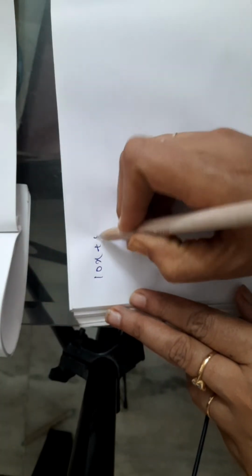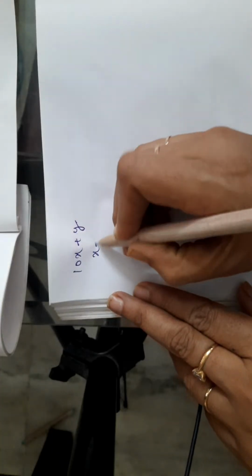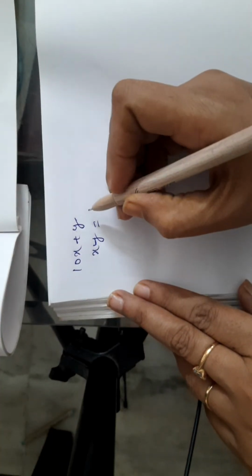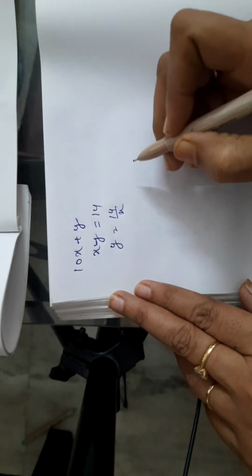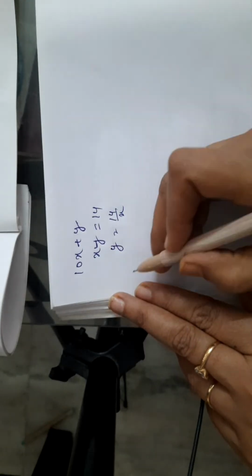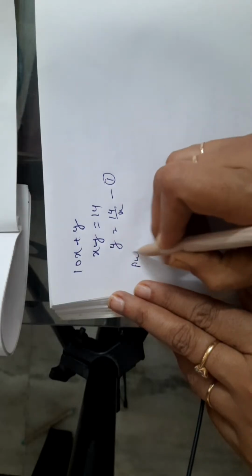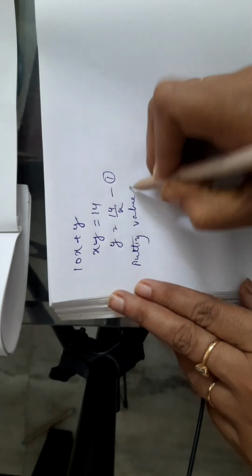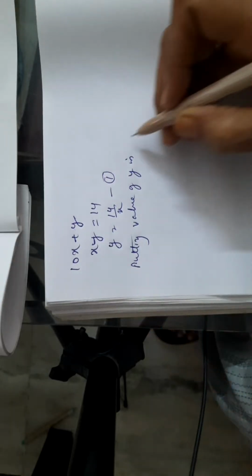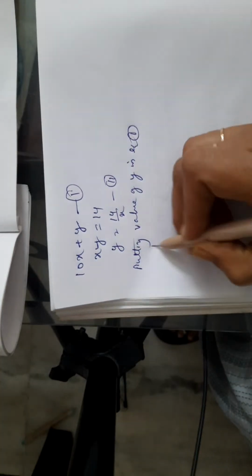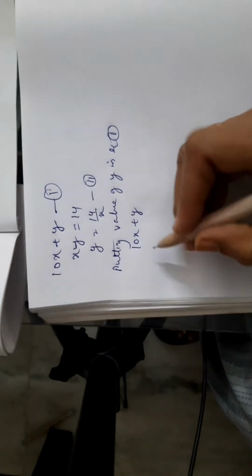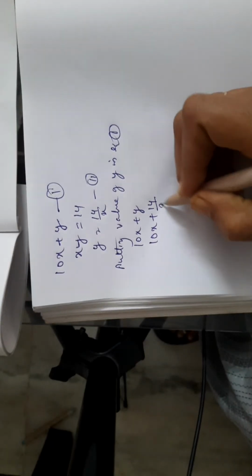So it is given a two-digit number is such that the product is 14. So the two-digit number we will consider as 10x plus y, where the product of digits is given 14. So y will be 14 upon x. Now we'll replace this in the number, putting the value of y in equation 1. So it's 10x plus y. So the number will be 10x plus 14 upon x.